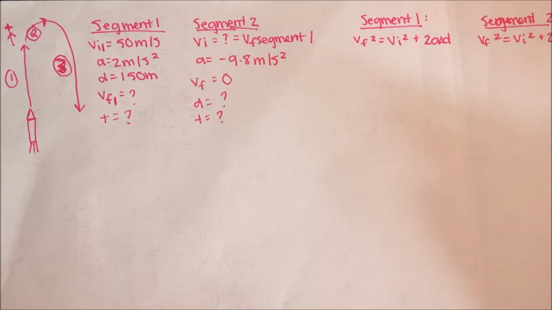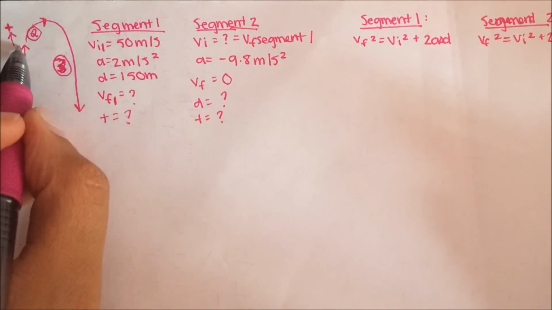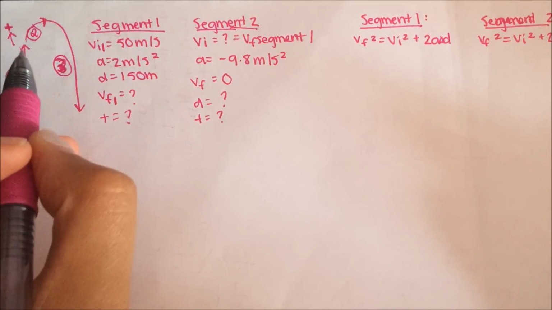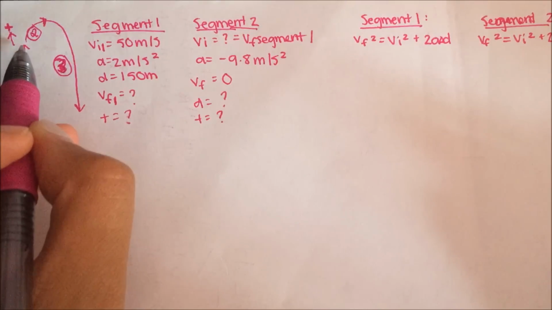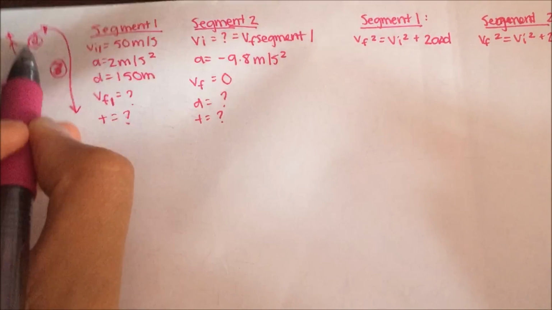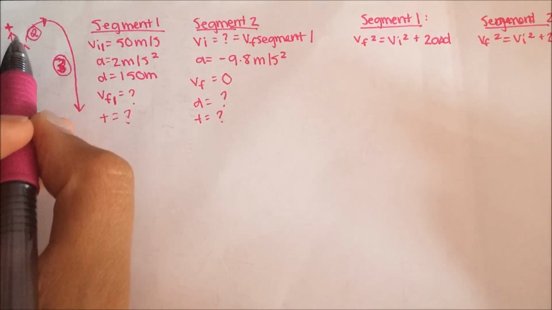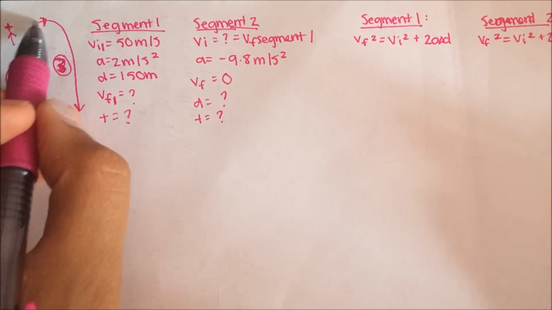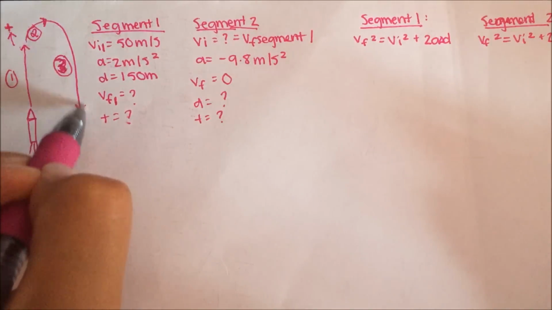For this one, the first thing we need to do is split up the path of the rocket into different segments. The first segment is going to be from when the rocket lifts off until when the engine is turned off. So it's going to be segment 1. Segment 2 is going to be from when it's turned off until it reaches its maximum height, because remember, it still is going to have that positive velocity. And segment 3 is going to be once it stops up here and comes back down.